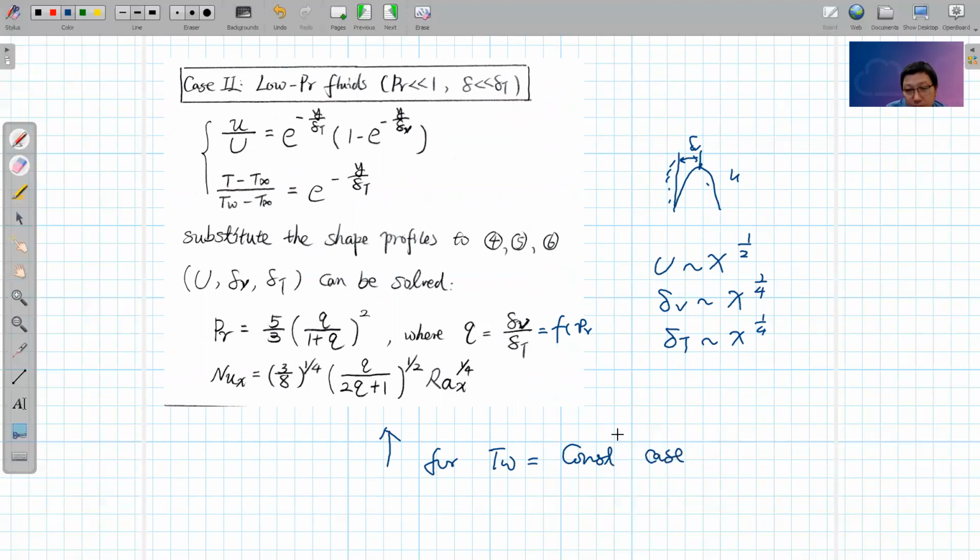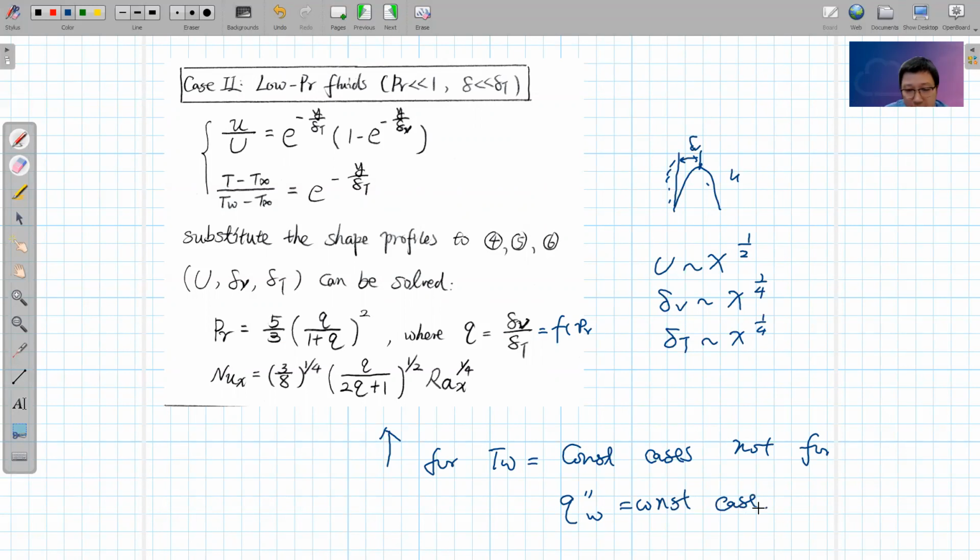Because we know that the wall maybe has different types of boundary condition. The two typical ones are: the wall temperature is constant, and another typical condition is that the wall heat flux is constant. It's not for the Q wall prime equal to constant case. It's not for this one.